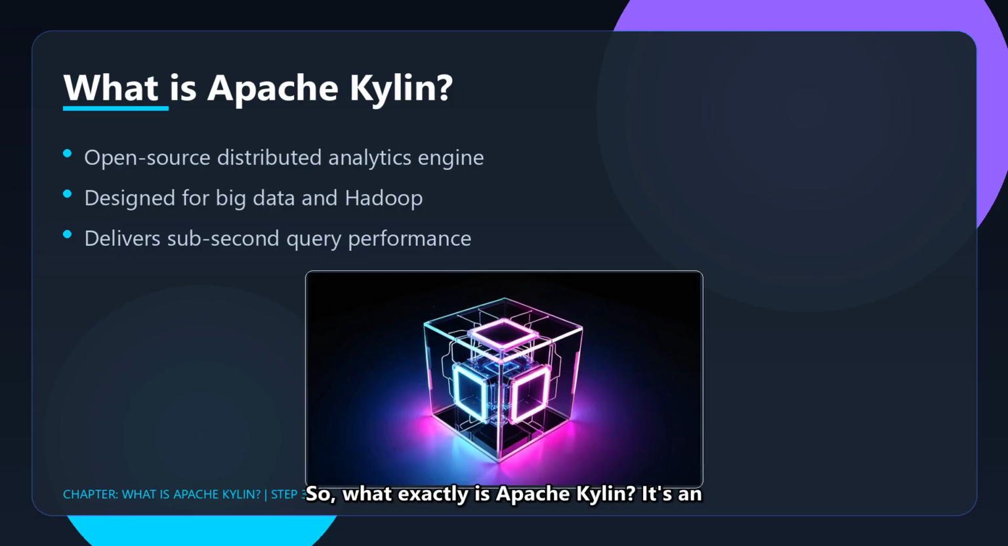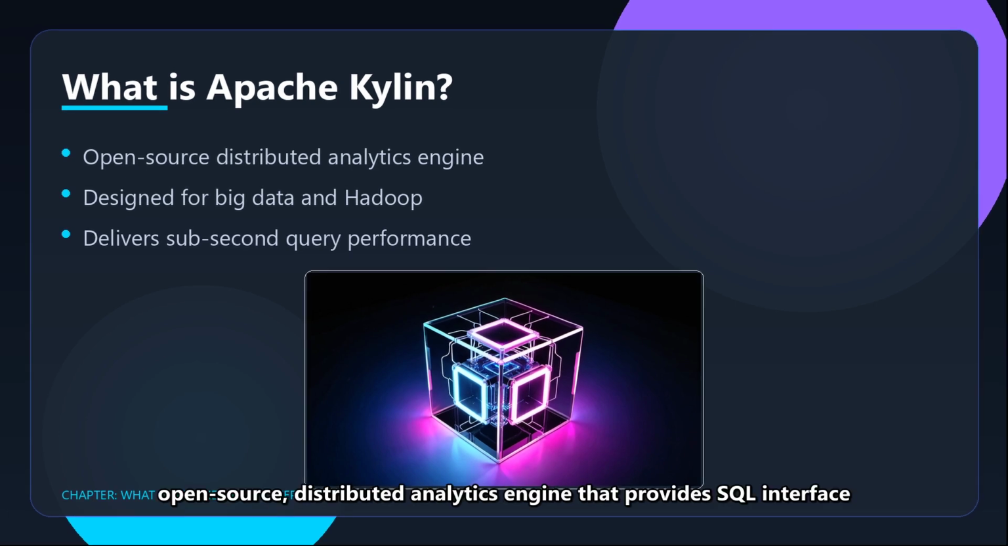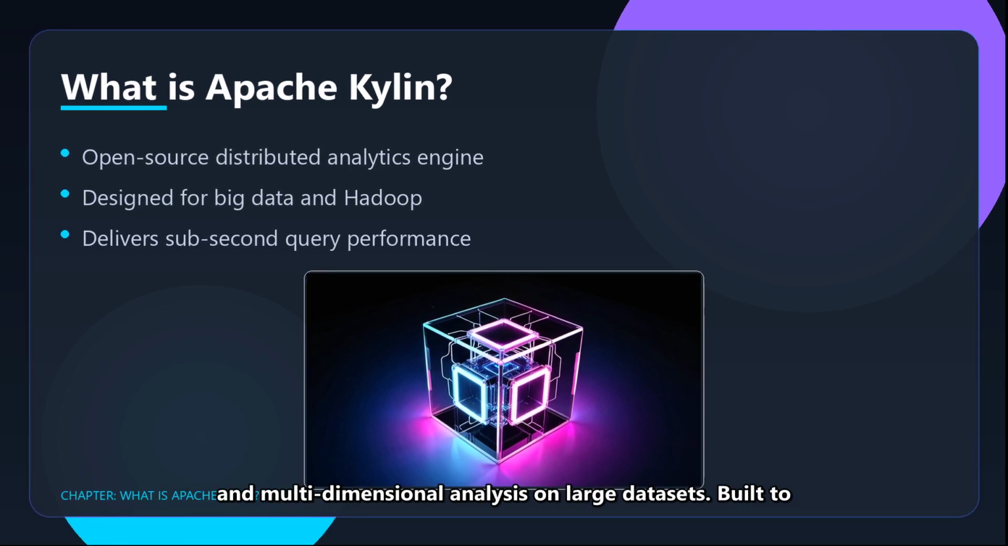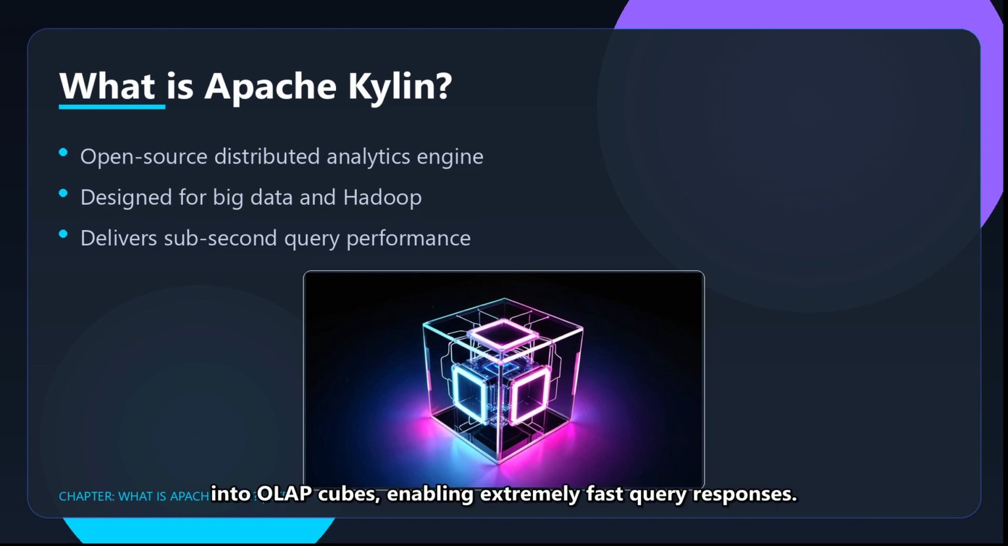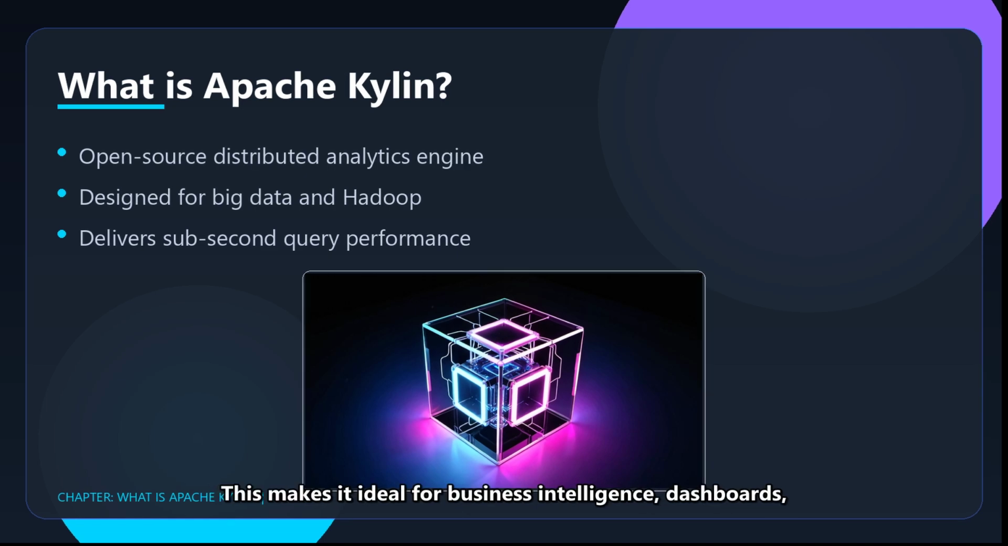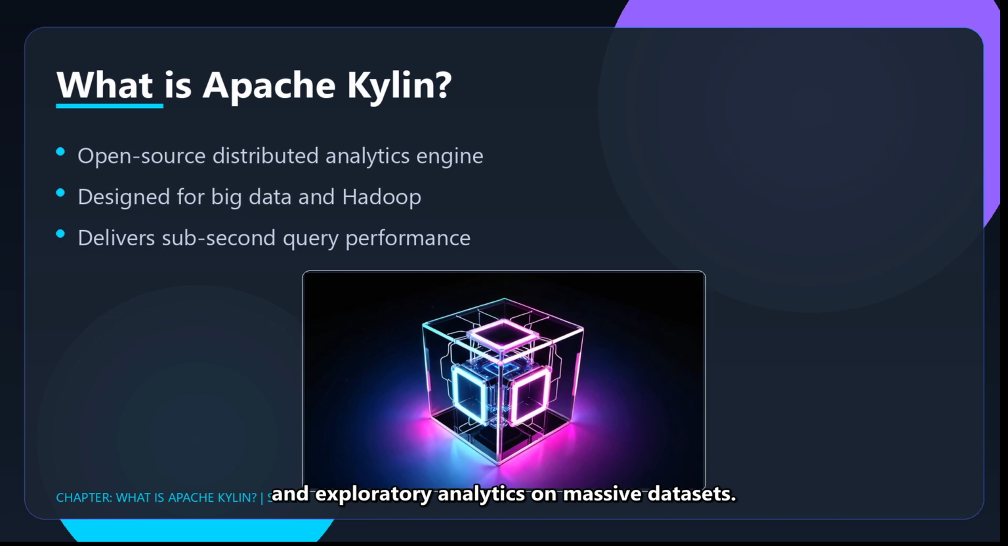So what exactly is Apache Kylin? It's an open-source distributed analytics engine that provides SQL interface and multidimensional analysis on large datasets. Built to run on Hadoop and Spark, Kylin precomputes data into OLAP cubes, enabling extremely fast query responses. This makes it ideal for business intelligence, dashboards, and exploratory analytics on massive datasets.